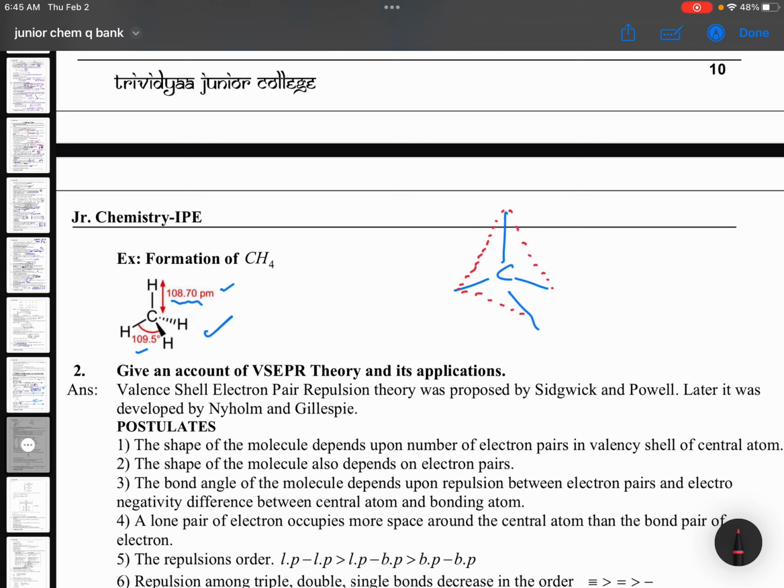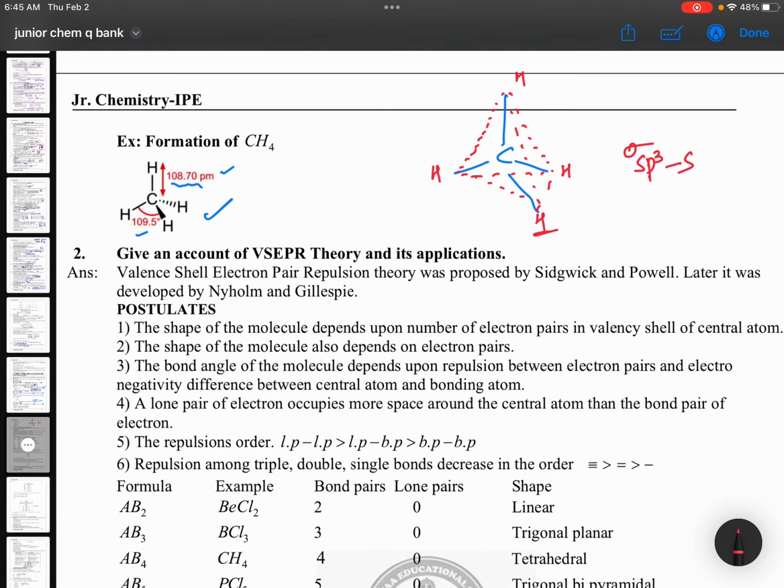Draw dotted lines between all these bonds. This is only called tetrahedral. Nature of overlapping is sigma sp3, hydrogen's s orbital. Fine. So this is one of the very important long answers.